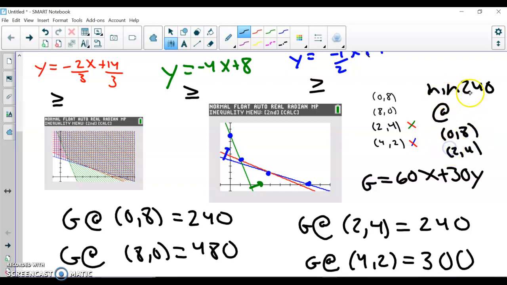So we have a single minimum. The minimum is simply 240, but it occurs at 2 separate ordered pairs. Hope that helps, and let me know if you have any questions. Thank you. Bye. Right on the dot, 15 minutes.